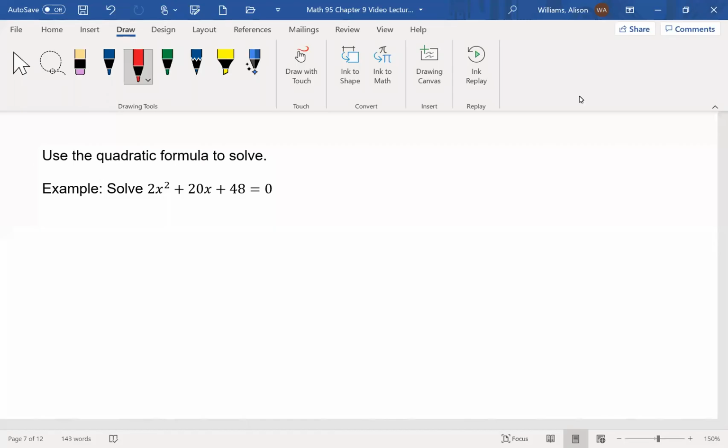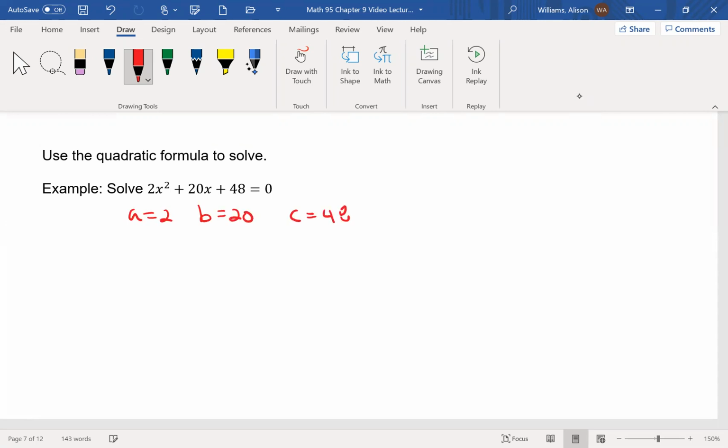So in this video, we're going to use the quadratic formula to solve these equations. These examples are actually all the same examples we did for completing the square. And I wanted to show you that the quadratic formula is a little bit nicer than completing the square in terms of steps. So I'm just going to identify A, B, and C really quick in this equation. So A is 2, B is 20, and C is 48.